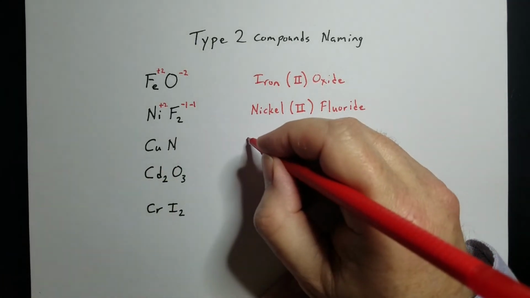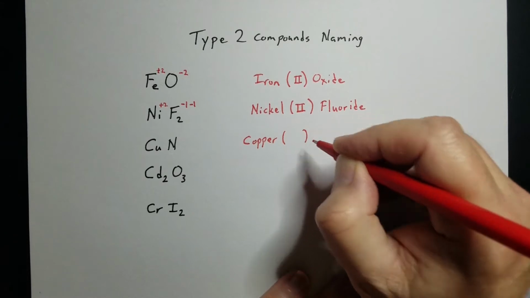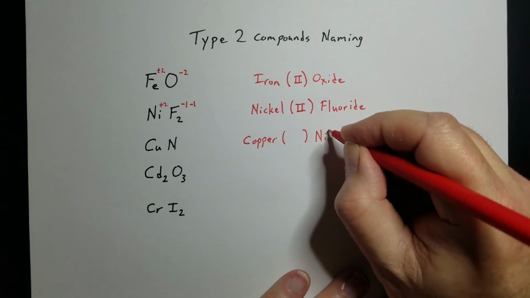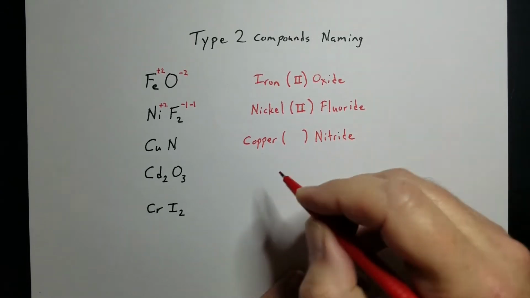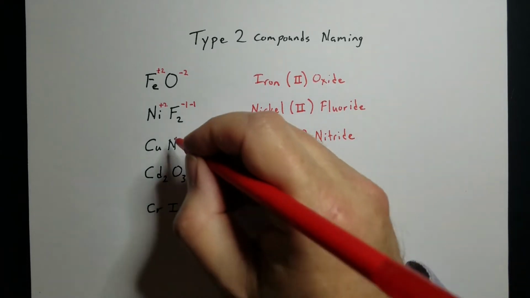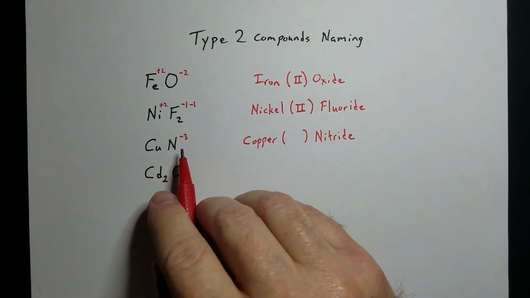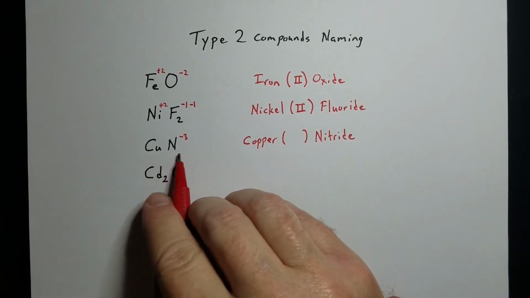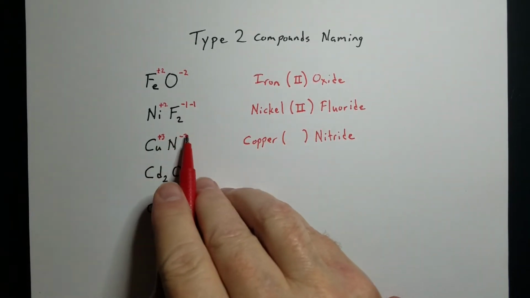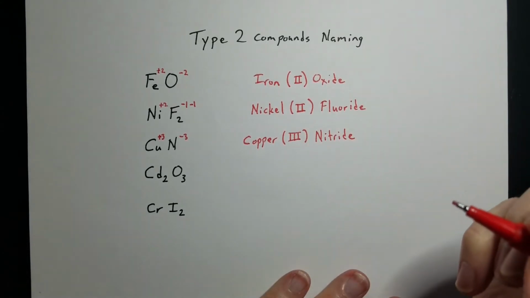Next one, we got copper. Your bracket for the Roman numeral. Nitrogen, so it'll be nitride. Now, nitrogen is in the -3 column when I redid my periodic table with the valence numbers. So copper, there's just one of those to balance it out. So this one must be a +3 because it has to add up to 0. So this will be copper 3 nitride.